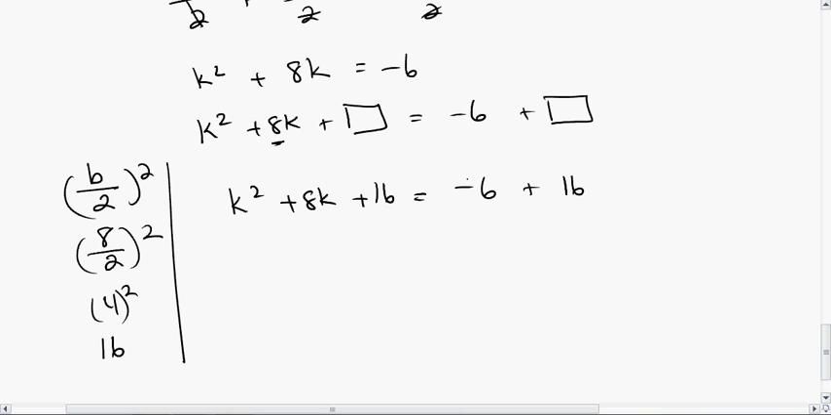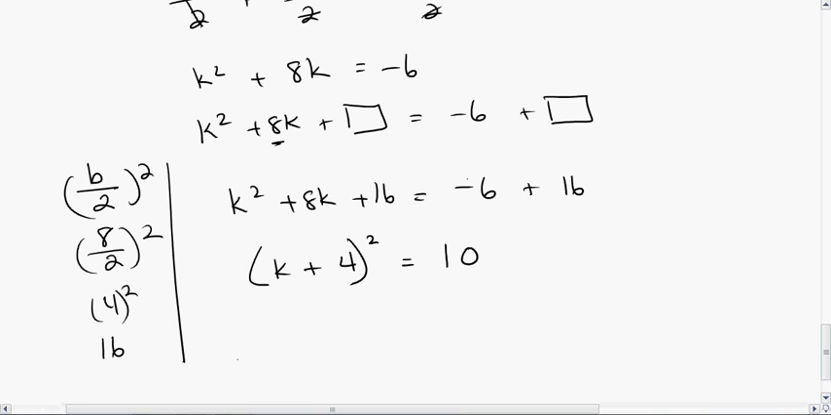Now I'm going to factor the left. K squared plus 8k plus 16 becomes k plus 4 squared, right? 4 times 4 would give me 16. 4 plus 4 would give me 8. And over on the right, I've got negative 6 plus 16 is 10. Oh, I've got a square here. There we go on the left, right? Because it's k plus 4 times itself.